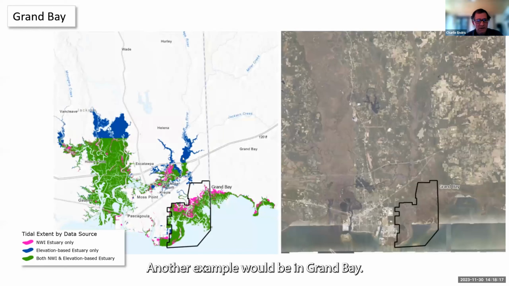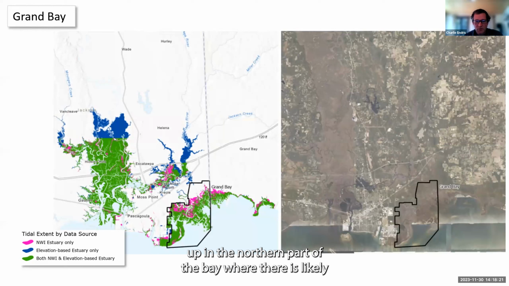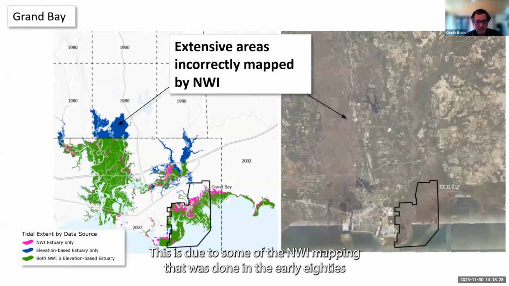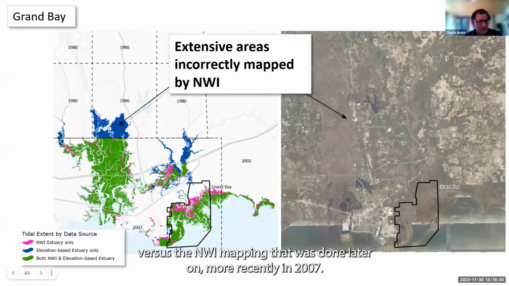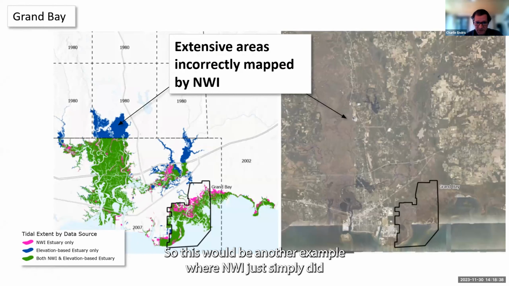Another example would be in Grand Bay. You can again see one of these straight line examples up in the northern part of the bay where there is likely tides reaching those areas. This is due to some of the NWI mapping that was done in the early 80s versus NWI mapping that was done later on, more recently in 2007. So this would be another example where NWI just simply did not capture these tidal wetlands in the northern part of the bay.